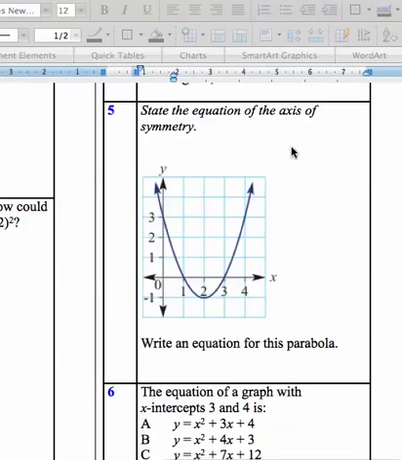So 5 asks us to state the equation of the axis of symmetry. We know the axis of symmetry is a vertical line, and it has its own equation, x equals something, and cuts a parabola in half.